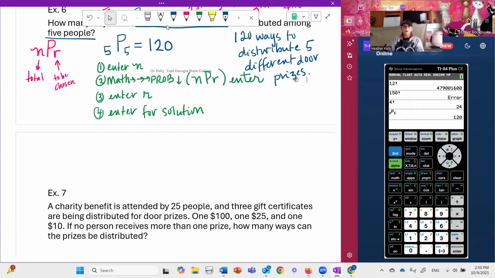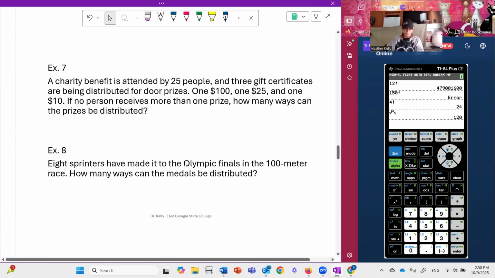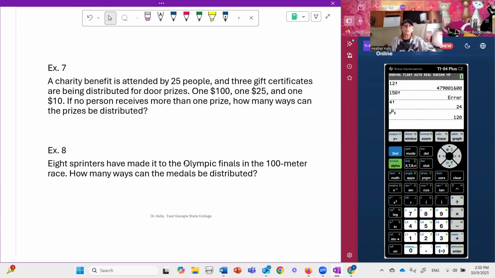Okay. All right, so let's take a look at our next problem. A charity benefit is attended by 25 people, and 3 gift certificates are being distributed for door prizes. One certificate is for $100, one's for $25, and one is for $10. If no person received more than one prize, how many ways can the prizes be distributed?